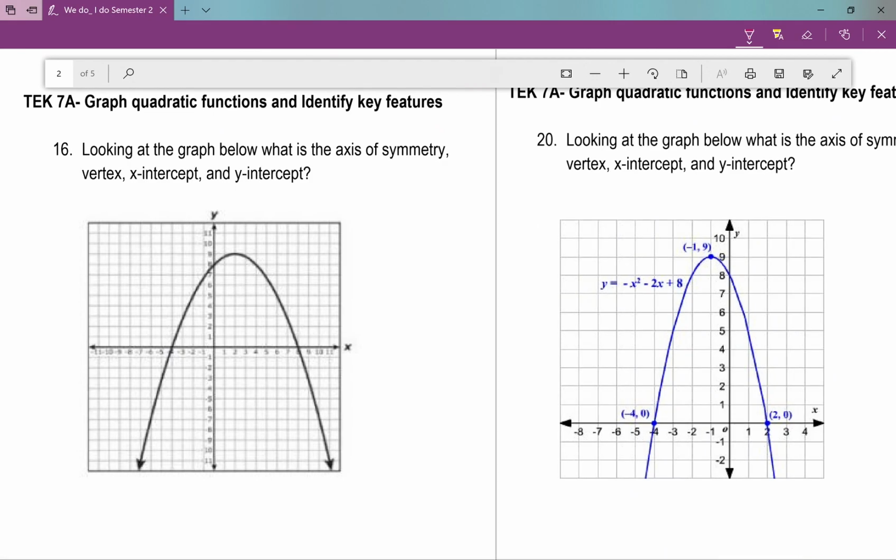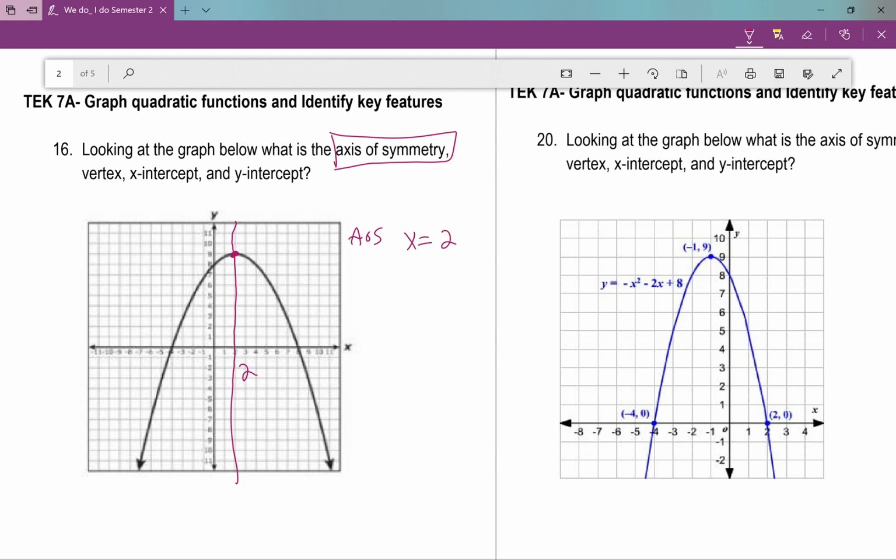Number 16 says graph quadratic functions and identify key features. It says looking at the graph below, what is the axis of symmetry? We're going to find that first, axis of symmetry. Remember, the axis of symmetry is the x value of the vertex. So our vertex looks like it's this point right here. So the x value would be 2. So our axis of symmetry is x equals 2.